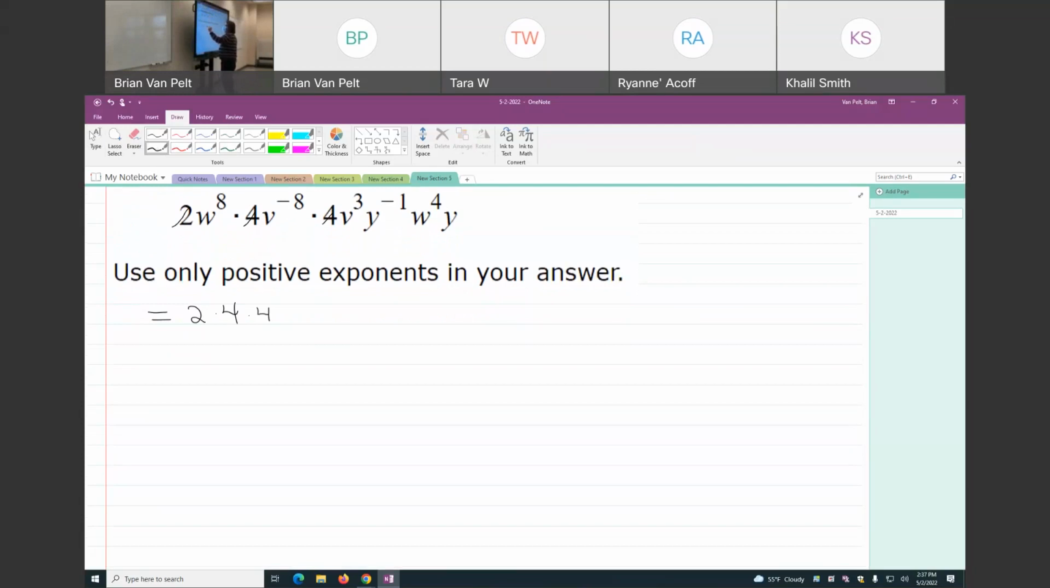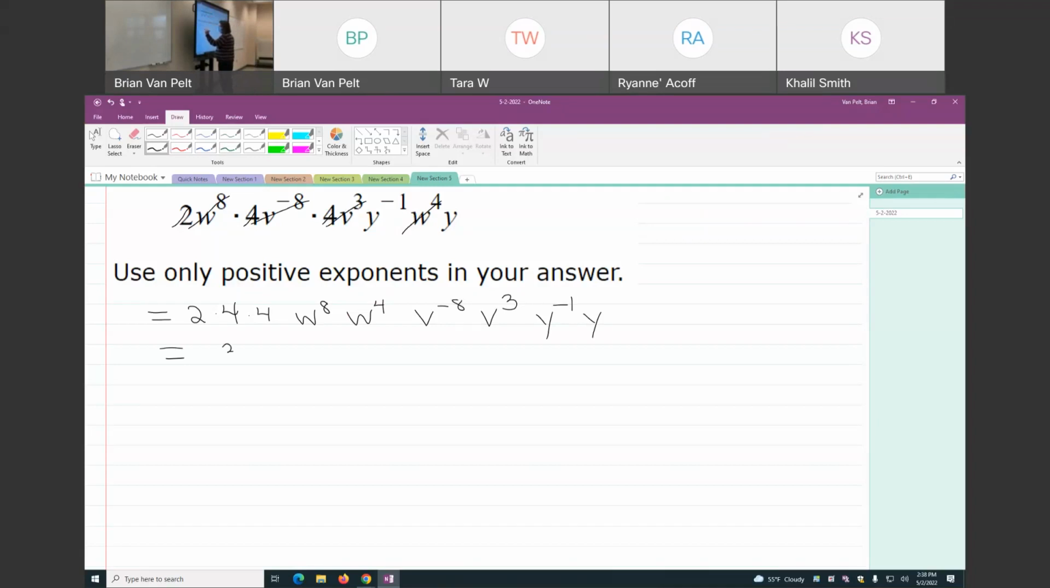I'll take my W's, I have a W to the 8th, W to the 4th, to the negative 8, y to the negative. So I think that's a smart idea to first combine and get everything together. Tell me for the number part at the beginning, what do you get for that?